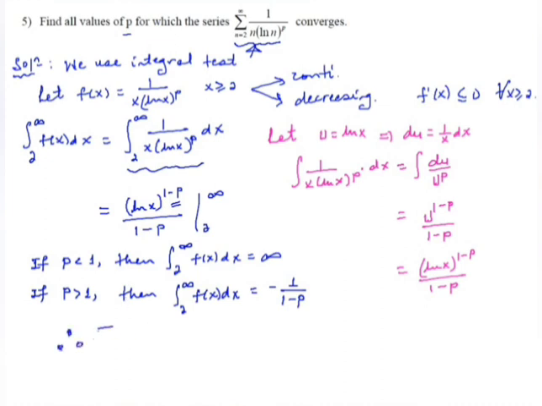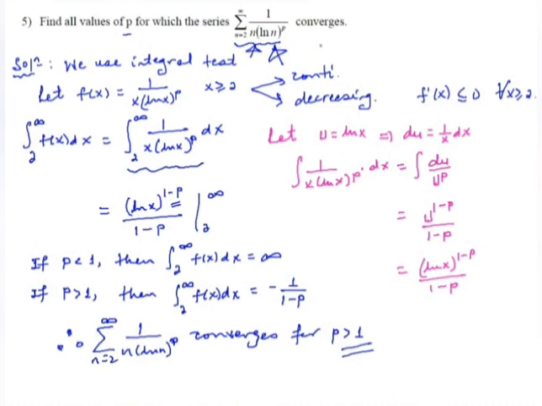Therefore we say the series, n starting from 2 up to infinity, of 1 over n times (ln n) to the power of p, converges for p greater than 1. So we can take any p greater than 1, and the series converges if p is greater than 1.